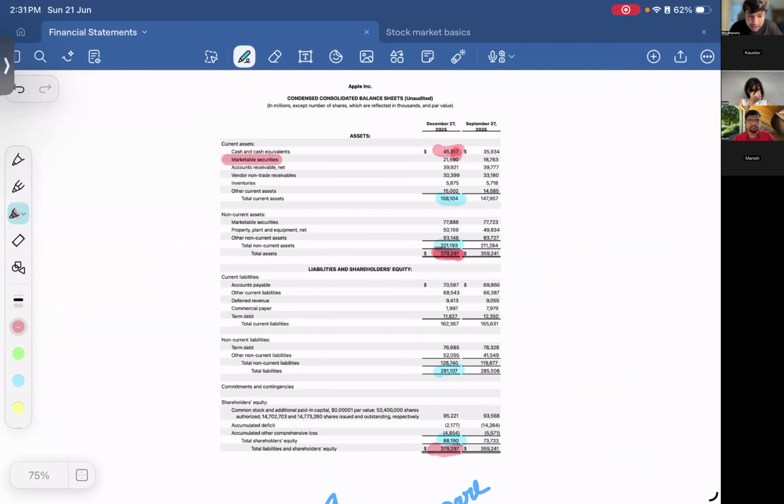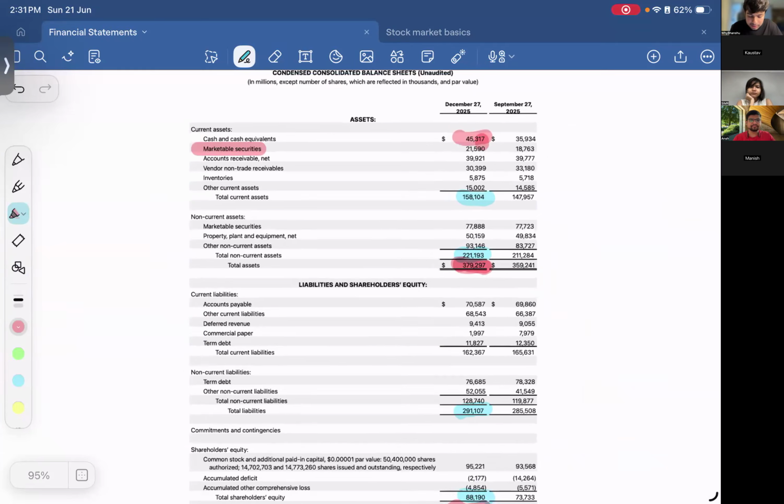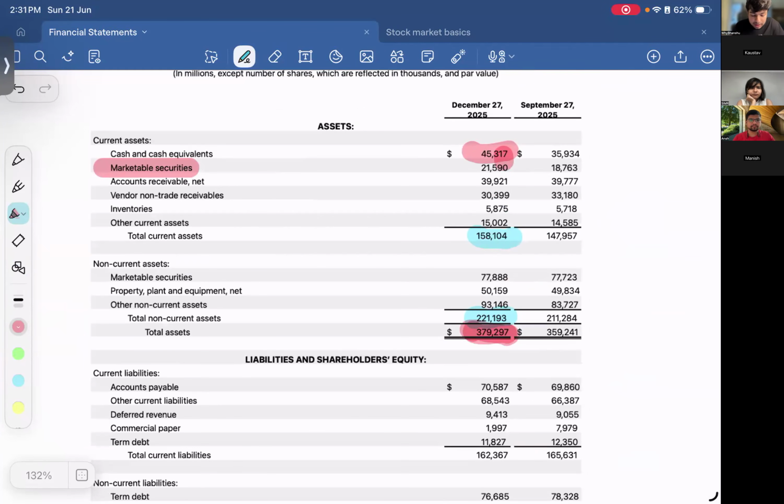But you will also see that the marketable securities are coming up in non-current assets as well.